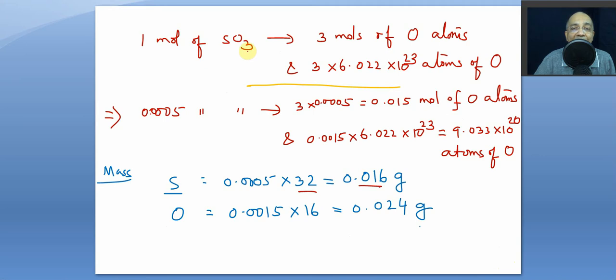1 mole of SO3 contains 3 moles of oxygen atoms. So 0.0005 moles will contain 3 into 0.0005. That is, I'm so sorry, 0.0015 moles of oxygen atoms. And once you get the number of moles, that into Avogadro's number gives the number of atoms. Then once you get the number of moles, the mass will be the number of moles of atoms into gram atomic mass. Sulfur is 32, oxygen is 16, right?